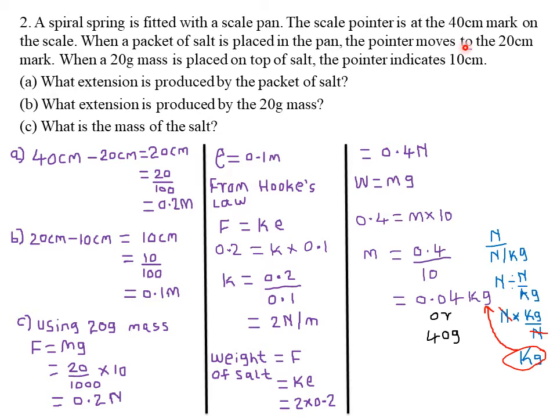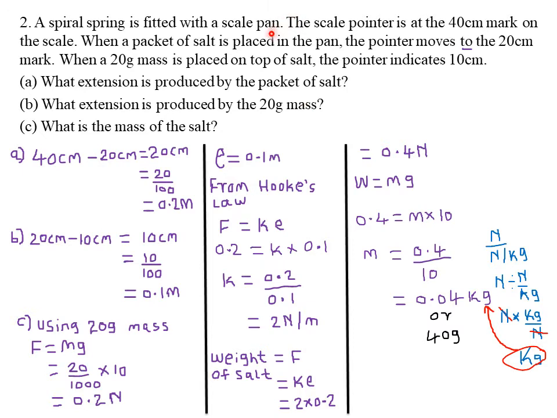But when it is stretched from something to another thing, then the extension will be the difference between those two values. So because the initial was 40 and the final is now 20 centimeter, it means the salt caused the spring fitted with the scale pan to stretch by 40 centimeter minus 20 centimeter. So the extension produced by the packet of salt will be 40 centimeter minus 20 centimeter, which is 20 centimeter. So to convert into SI units, which is the meter, we obtain 0.2 meter. Then for part B, we are required to determine the extension. What extension is produced by the 20 gram mass?